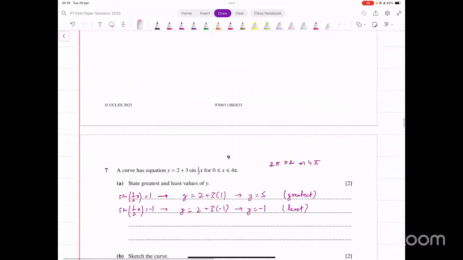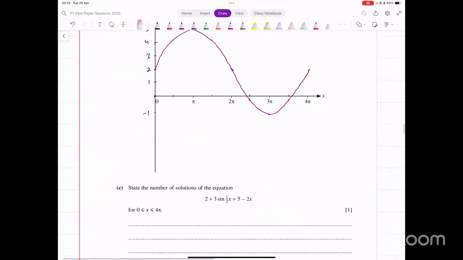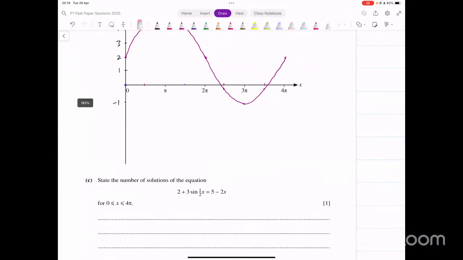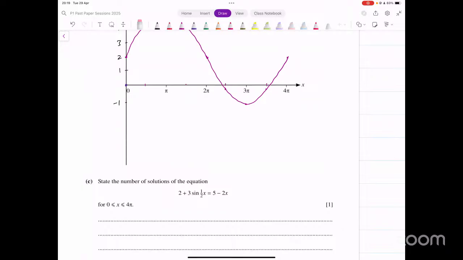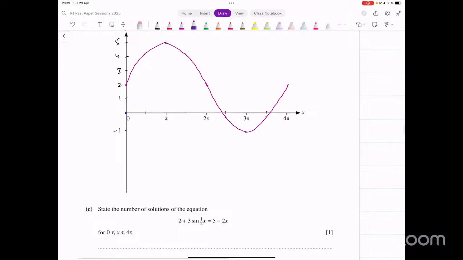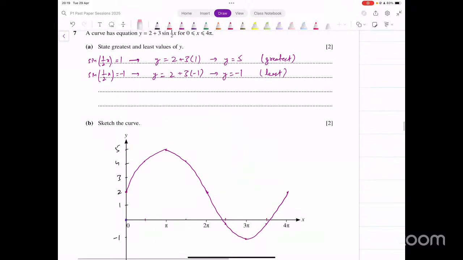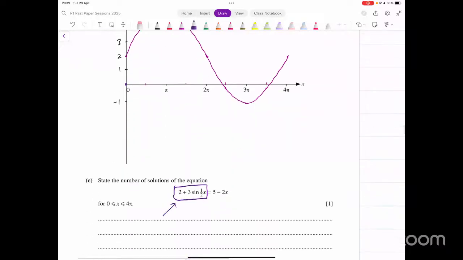Question number 7, part C now. It says, state the number of solutions of this equation: 2 plus 3 sine half x equals 5 minus 2x. Now, in problems like these, where you have to find the number of solutions of a specific equation, and we have drawn some graph before, we want that function on one side of this equation. We already have that here. We have drawn the function 2 plus 3 sine half x. Right, this is what we've got. We already have that on the left side here.